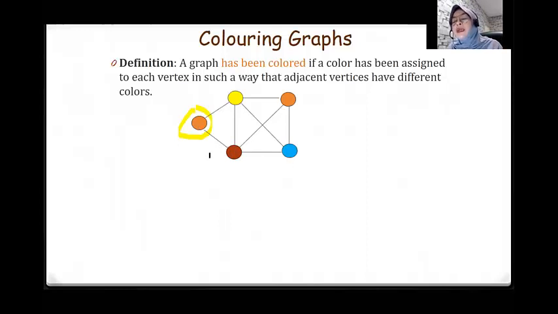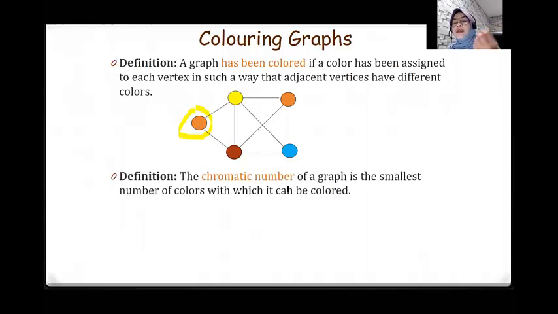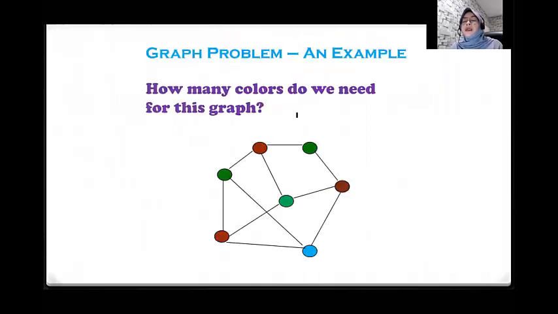So how many colors do we have? We have 1, 2, 3, 4 colors. So the chromatic number of a graph is the smallest number of colors with which it can be colored. So in this example, the chromatic number is 4. Example: how many colors do we need for this graph? So you count, this is the minimum. How many colors do we need for this graph? We have green, dark brown, and blue. So 3 colors. So the chromatic number is 3.